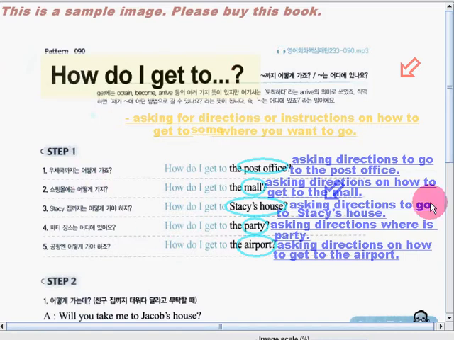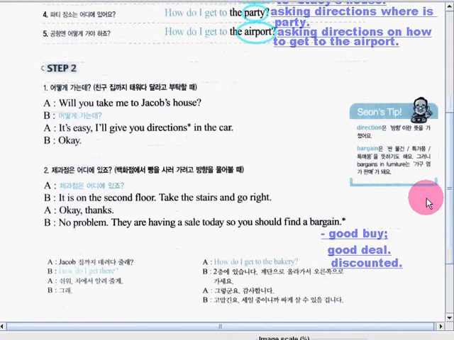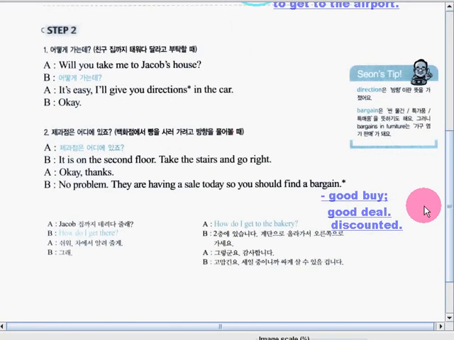Very good. Now, let's go into the dialogue part. And here, for dialogue number 1, I will be speaker A and you will be speaker B. For dialogue number 2, you will be A and I will be B. Let's start with number 1.